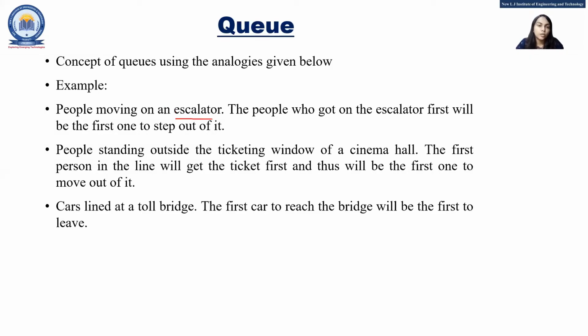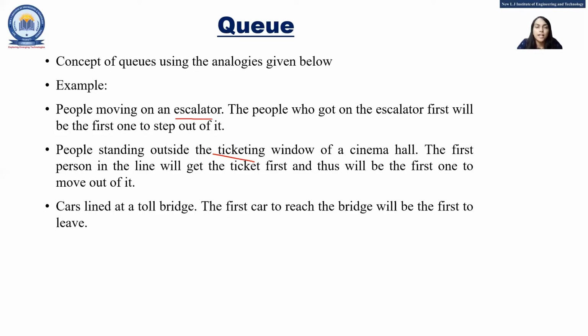Now, see students, consider an example of people moving on an escalator. So, how does it work? The people who got on the escalator first will be the first one to step out of it, right? So, the first who have boarded the escalator is the one who will first move out of it. Similarly, people standing outside the ticketing window of the cinema hall. The first person in line is definitely going to get the ticket first, and then he or she will be the first one to move out of that line once the ticket is obtained, right?